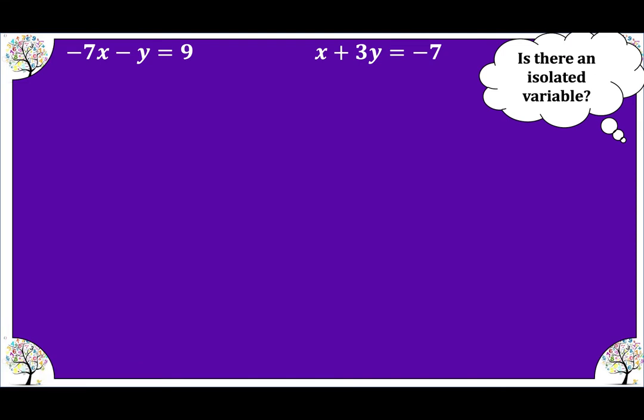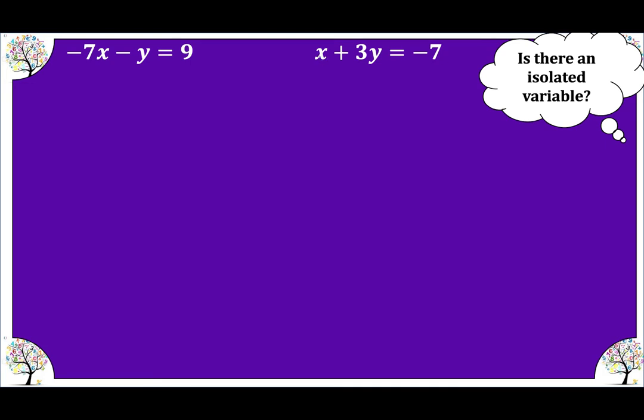Okay, now we can finally answer the question, is there an isolated variable? And the answer is no. So we can still use substitution, but we're going to have to isolate one of the variables in one of the equations. So what I look for is the least amount of steps to isolate a variable. So I'm looking for a variable that has a coefficient of positive 1. Now you can see in the first equation, this y has a coefficient of negative 1. And in the second equation, we can see that x has a coefficient of positive 1.